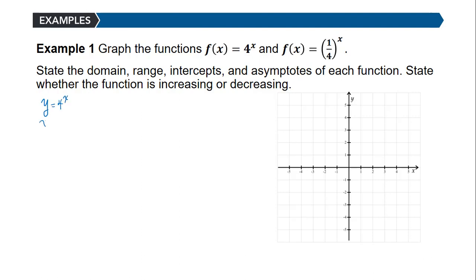we would need to make a table. And we can plug in values like -2, -1, 0, 1, and 2. And then the output would be 4 to the -2, which is 1/4 squared, or 1/16. 4 to the -1 is 1 divided by 4, or 0.25. 4 to the 0 is 1. 4 to the 1 is 4, and 4 squared is 16. So we can plot these points.